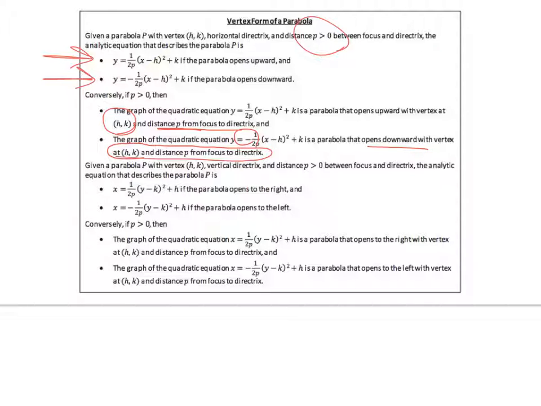Here, if it starts with an x and it's y minus k quantity squared, we open to the right. Negative, we open to the left. I think that's great. So let's use this information in the next slide.